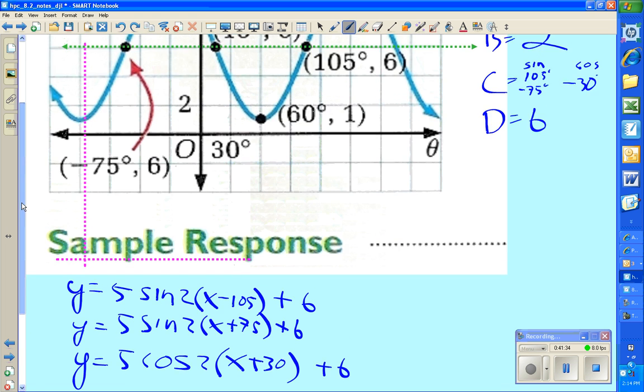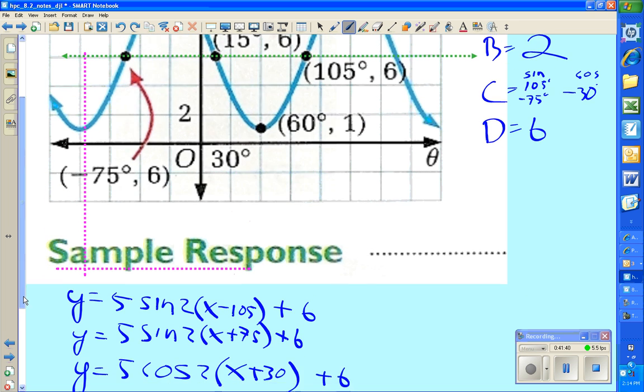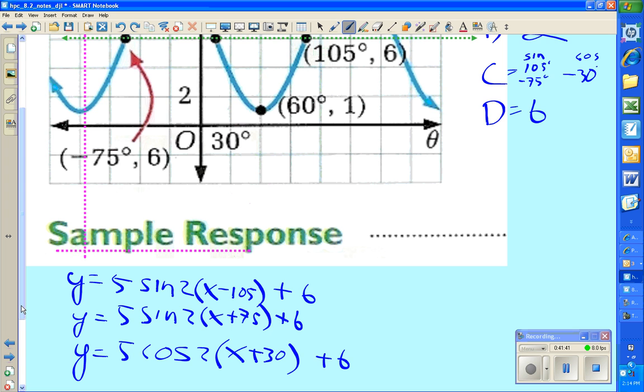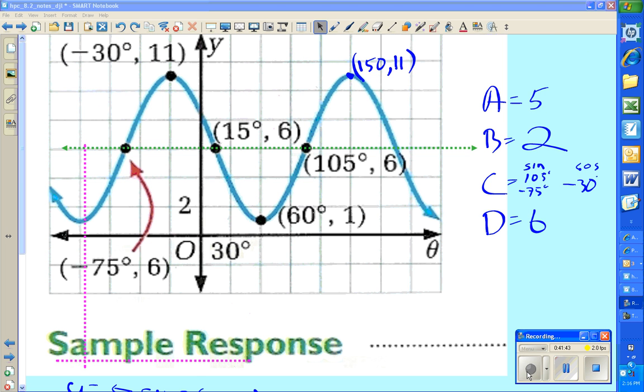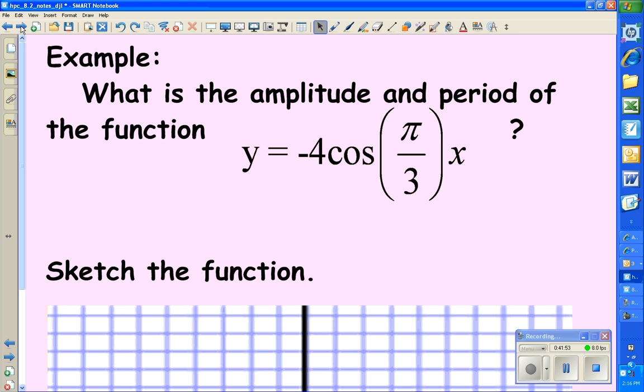Three correct responses for this. I don't care which one you come up with. Is there anybody who's not sure of how we're getting this? Here's another one. Oh, is that the same one? I think it's the same picture, right? So here's one that goes to radians.